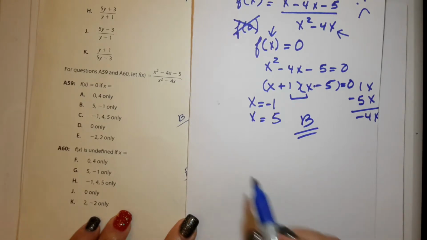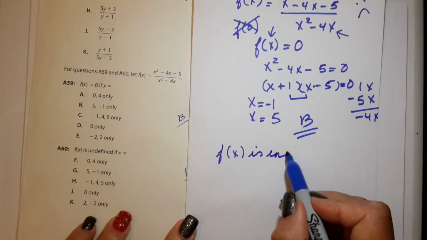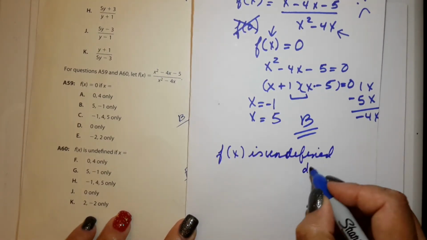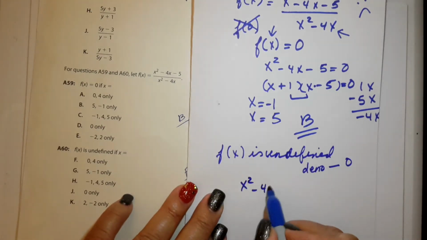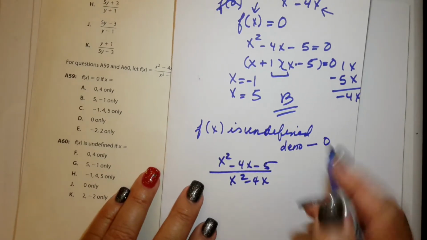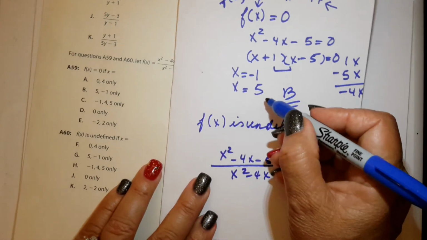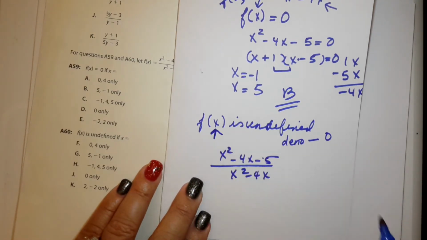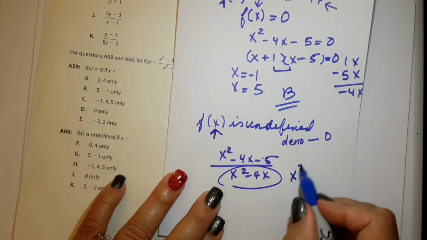Now, if you continue with the problem, it's asking when f of x is undefined. Undefined means when will the denominator be 0? So let's rewrite the question: x squared minus 4x minus 5 divided by x squared minus 4x. We already know that if x is negative 1, the top is going to be 0 and the whole thing is 0. If x is 5, the numerator is going to be 0 and the whole thing is 0. But now it's asking which value of x is undefined. It would be the value that makes the denominator equal to 0.